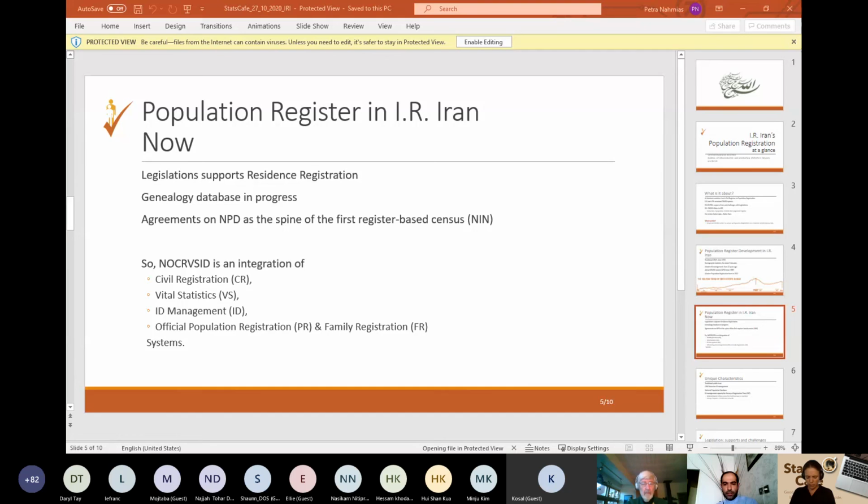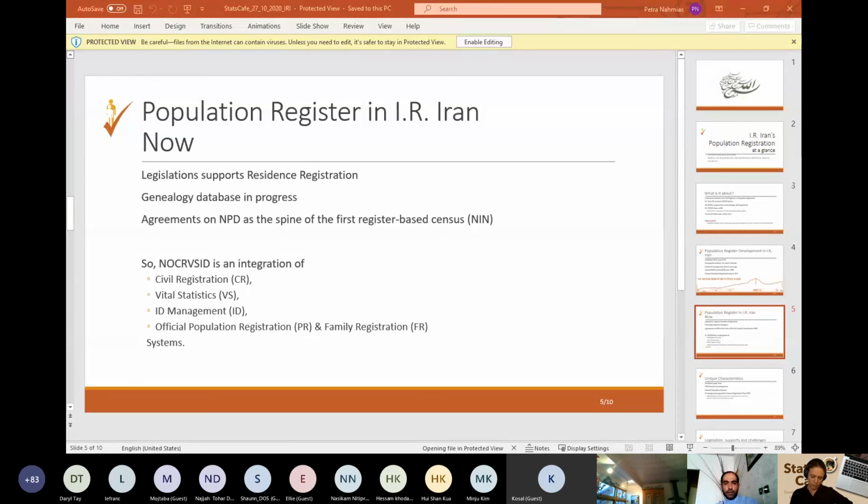NOCRVS ID is the main authentication authority, as I said. The current laws also enable it to gather any kind of information about vital events, and another nice supportive law is the enactment of the 57th session of the Supreme Council of Statistics, which declares NOCRVS ID as a reference for official demographic statistics. This provides a great capacity for continuous quality improvement of NPD and supports its development.